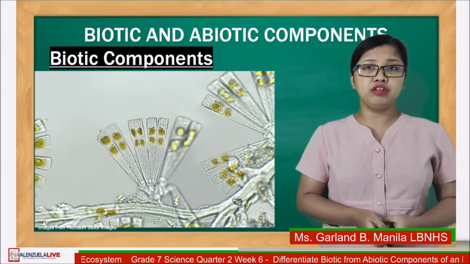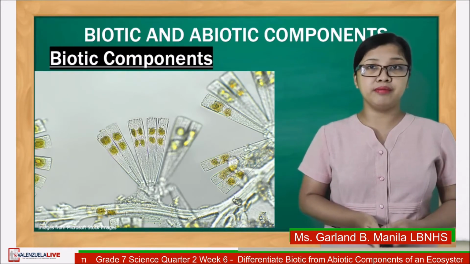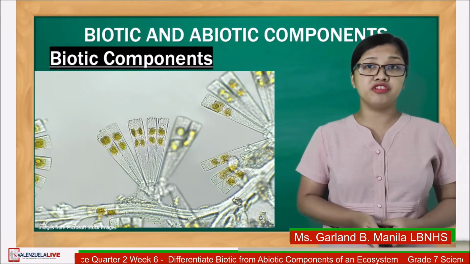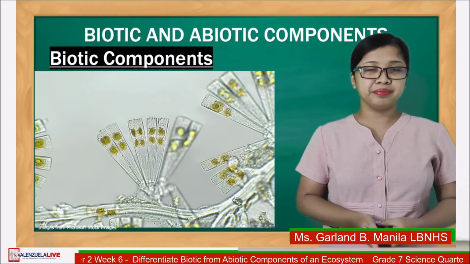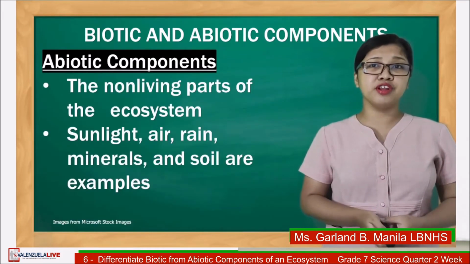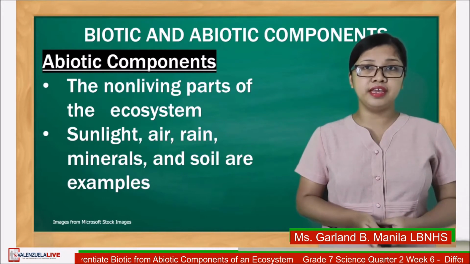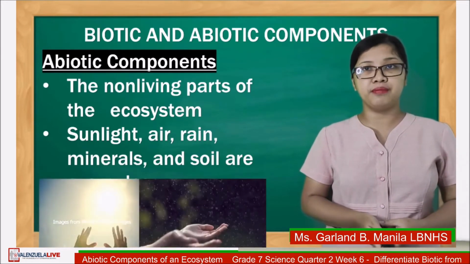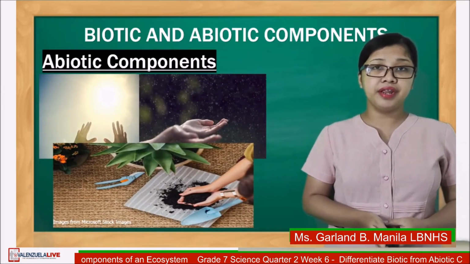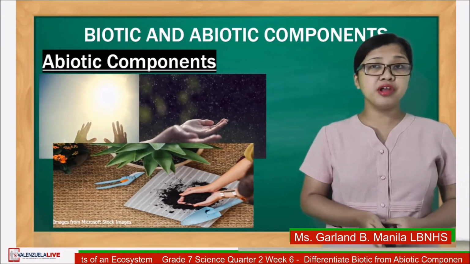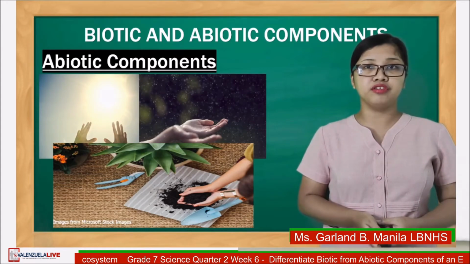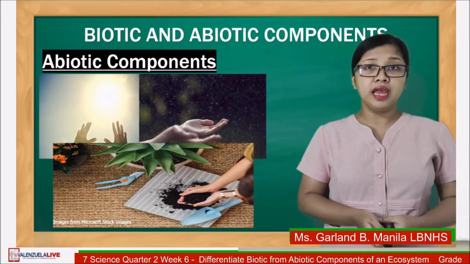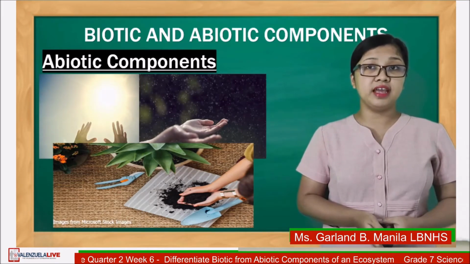Biotic factors relate to all the living things in the ecosystem. Their presence and their biological byproducts affect the composition of an ecosystem. Abiotic factors refer to all the non-living, such as chemical and physical factors present in an ecosystem. Sunlight, air, rain, minerals, and soil are some examples of abiotic factors. These factors have a significant impact on the survival and reproduction of species in an ecosystem.